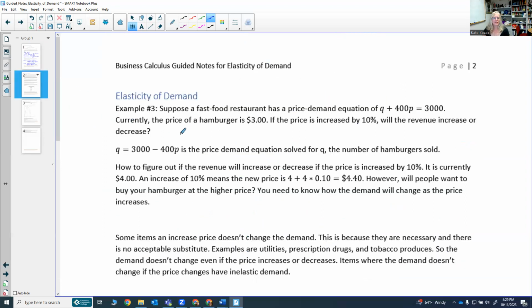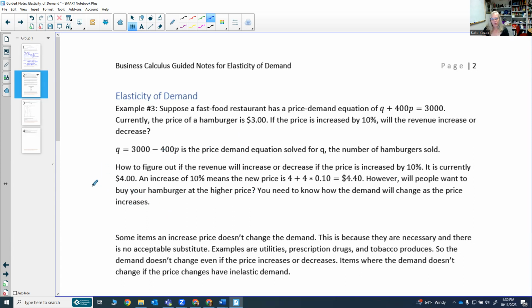Now let's talk about elasticity of demand. Example number 3. Suppose a fast food restaurant has a price demand equation of Q plus 400P equals 3,000. Currently, the price of a hamburger is $3. If the price is increased by 10%, will the revenue increase or decrease? So Q is equal to 3,000 minus 400P is the price demand equation solved for Q, the number of hamburgers sold. How do we figure out if the revenue will increase or decrease if the price is increased by 10%?